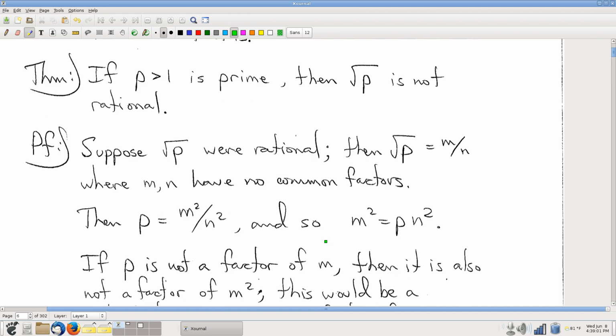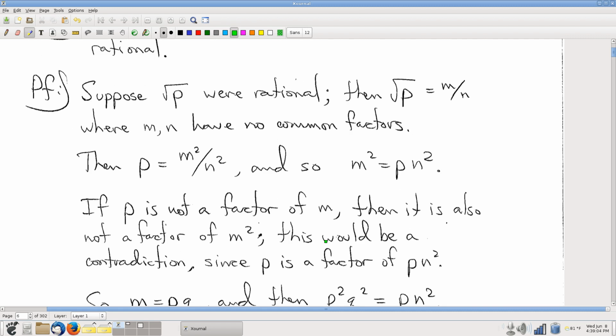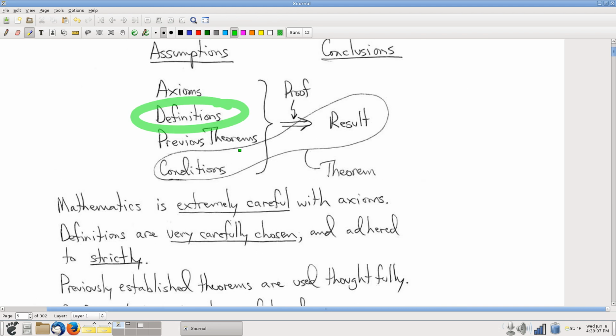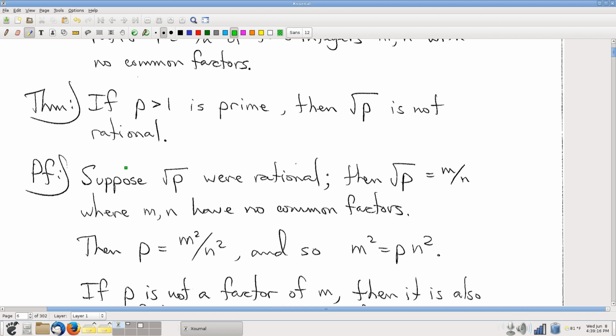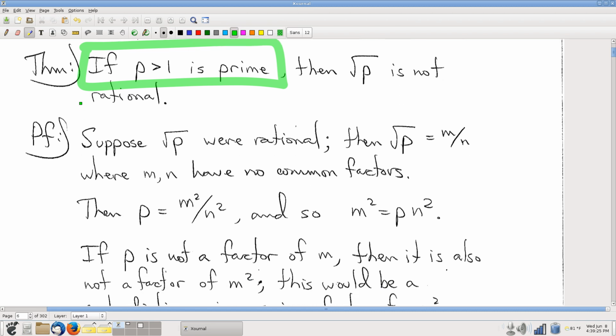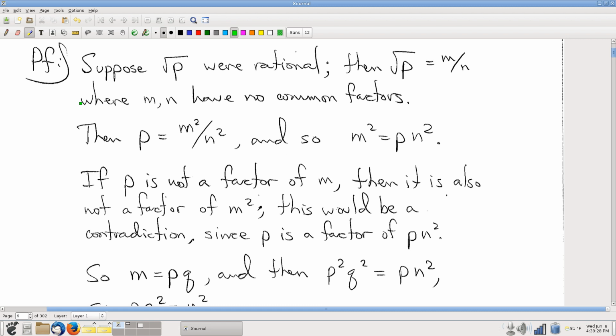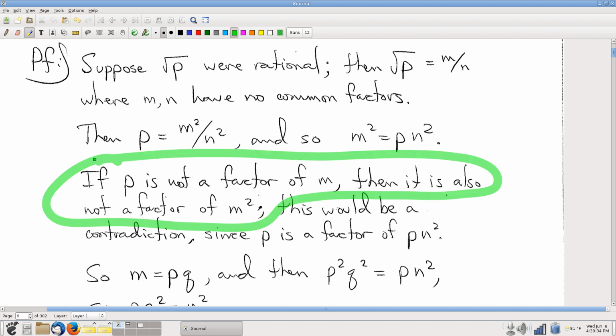Now there is something else to point out in here, and that is how the condition shows up in the proof. So where in the proof do we use the condition? Where do we use the fact that we are assuming that p is a prime number? It doesn't leap off the page at you exactly where it is, but here it is, in this spot in the proof. The assertion is that if p is not a factor of this number m, then it's also not a factor of the number m squared.